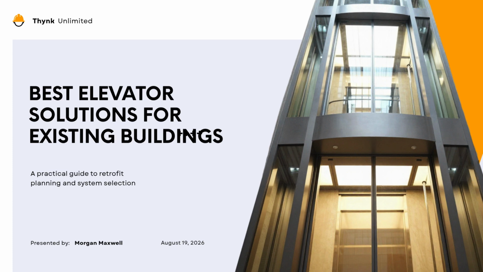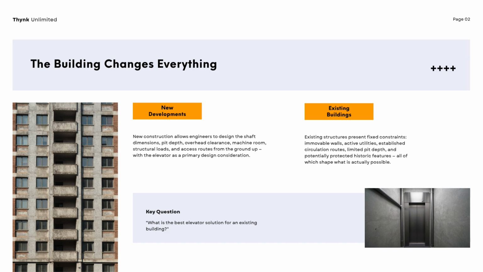For existing buildings. Adding an elevator to an existing building is very different from planning one for a new development. In a new building, the shaft, pit, overhead clearance, machine room, structural loads, and access routes can all be designed from the beginning. In an existing building, those conditions are already fixed. You may have limited shaft space, a shallow pit, low overhead clearance, structural restrictions, utility interference, or even historic architectural features that cannot easily be changed.